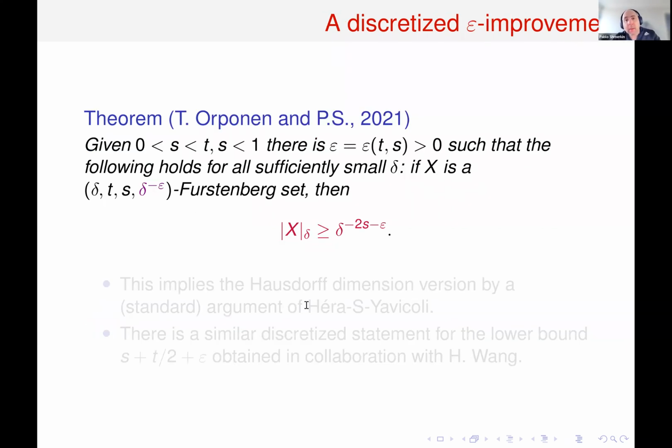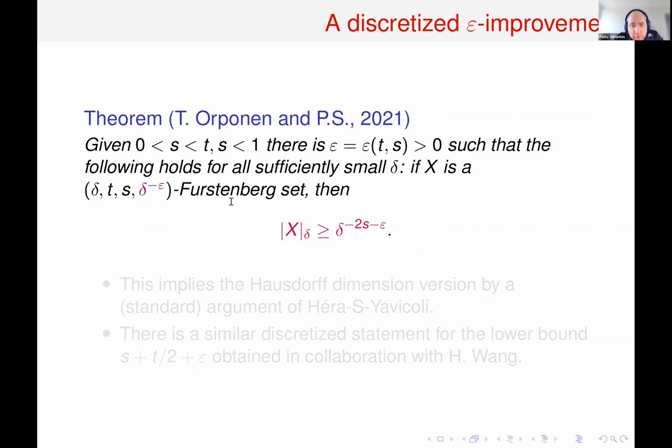This is important. Here is a discretized version of one of the epsilon improvements on Furstenberg's problem. It corresponds to the improvement over the bound 2s, over the classical bounds, and it says the following. If instead of having a t-s Furstenberg set, we have a discretized one, delta-t-s, and C is delta to the minus epsilon. As you can see, this C is allowed to grow, a small power of delta, but epsilon is a fixed positive number. So it depends on t and s, but it's a positive number. This really allows C to grow, which gives us a lot of flexibility, which is very important in all the connections and applications.